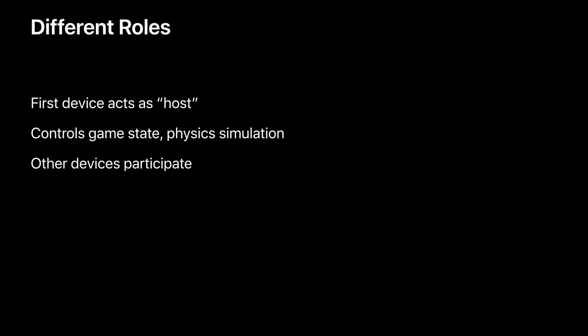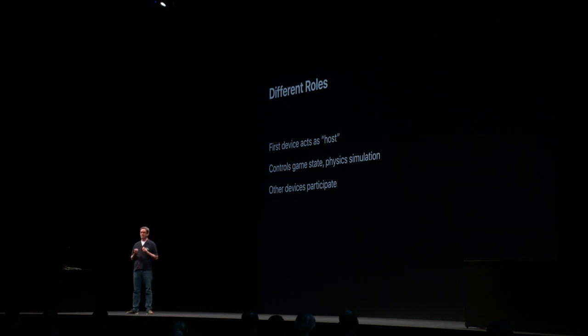So in SwiftStrike, we discovered that multi-peer connectivity and RealityKit are all hostless, true peer-to-peer systems. We discovered that for our game to really get things working, we needed to define one device as the host. It's the one that keeps track of what the state of the game is and how the physics is working. The other devices participate and provide inputs and also receive the information from the host about where the game is running.